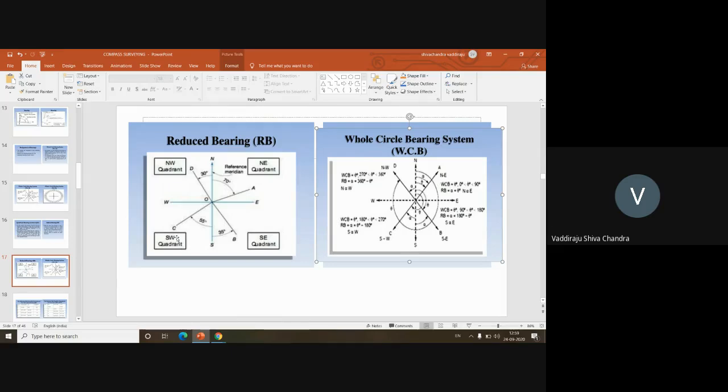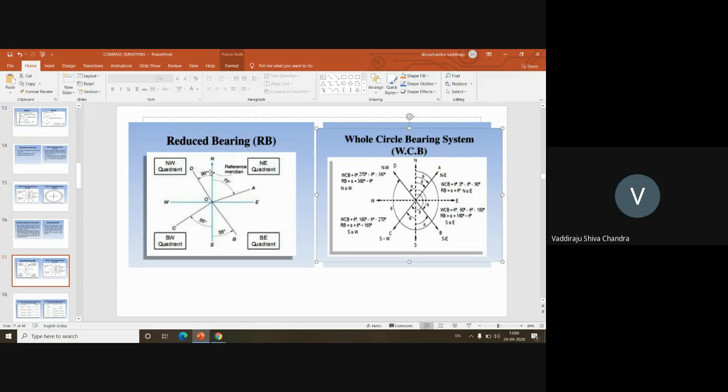Now what will be the reduced bearing? So 340 is from north, right? So from here, it is 340. What will be the difference between this survey line and the north direction now? 360 minus 340, right? Yes, sir. So how will you represent now the bearing of the line falling in the fourth quadrant? North 20 degrees west.